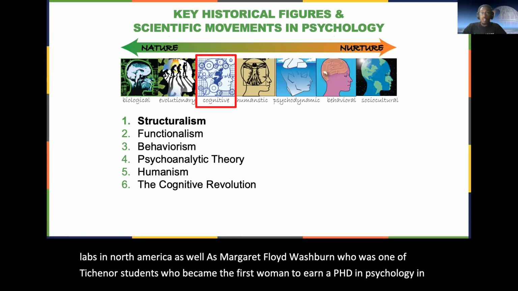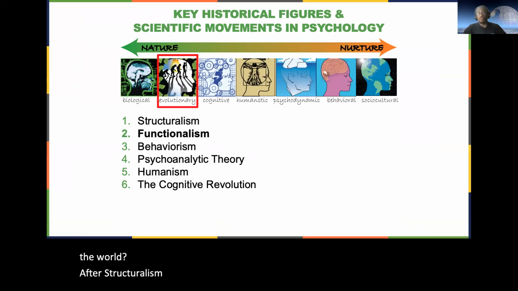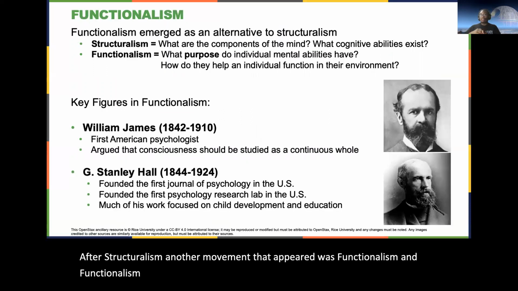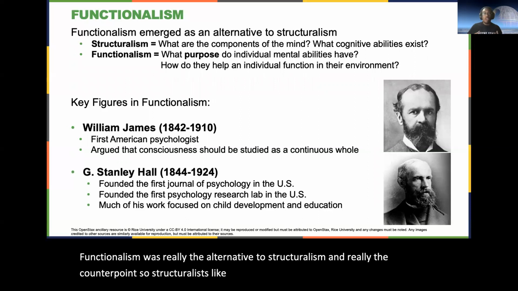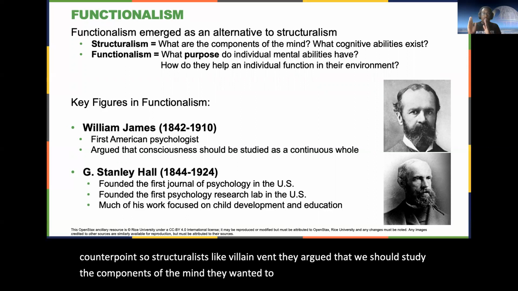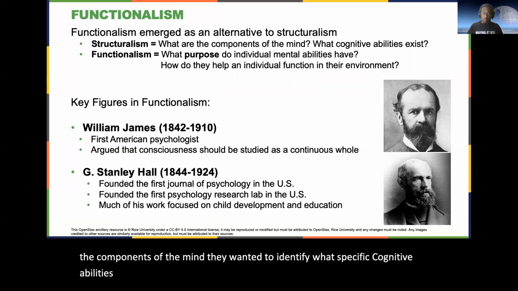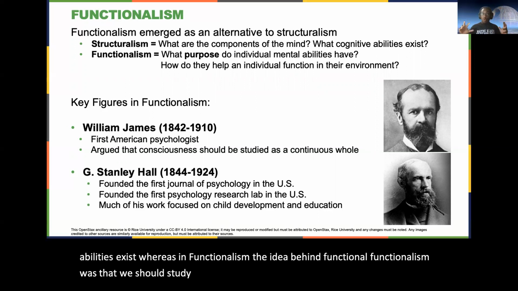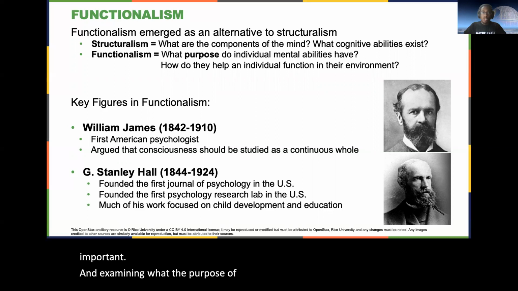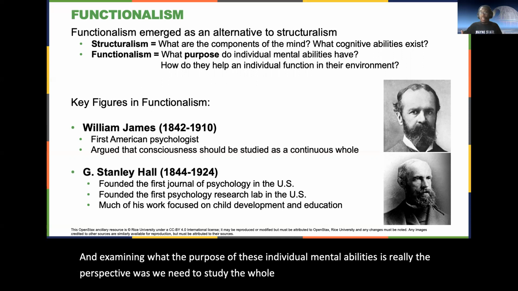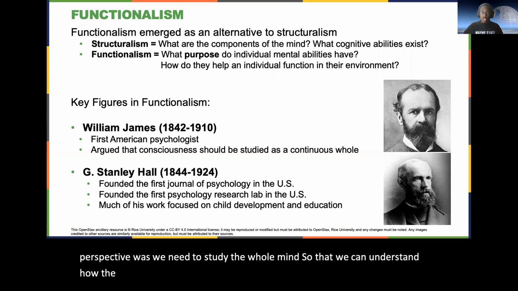After structuralism, another movement that appeared was functionalism. And functionalism was really the alternative to structuralism and really the counterpoint. So structuralists like Wilhelm Wundt argued that we should study the components of the mind. They wanted to identify what specific cognitive abilities exist. Whereas the idea behind functionalism was that we should study the mind as a whole, because the whole mind is important in examining what the purpose of these individual mental abilities is. Really, the perspective was we need to study the whole mind so that we can understand how the mind helps individuals function in their environment.